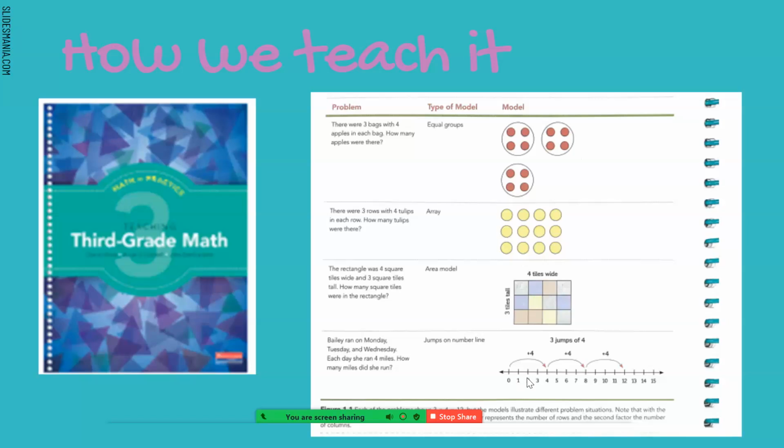Notice this number line is counting by 1s and it's jumping 4. And I think it's great to show that on your anchor chart. Notice it also has a lovely little word problem. Bailey ran on Monday, Tuesday, and Wednesday, so 3 days. Each day she ran 4 miles. How many miles did she run?